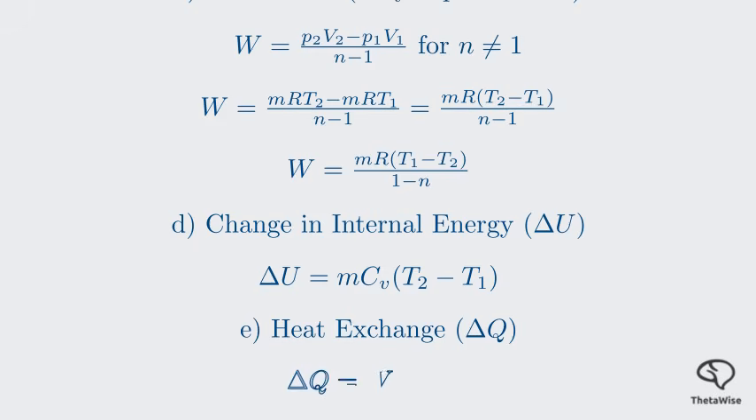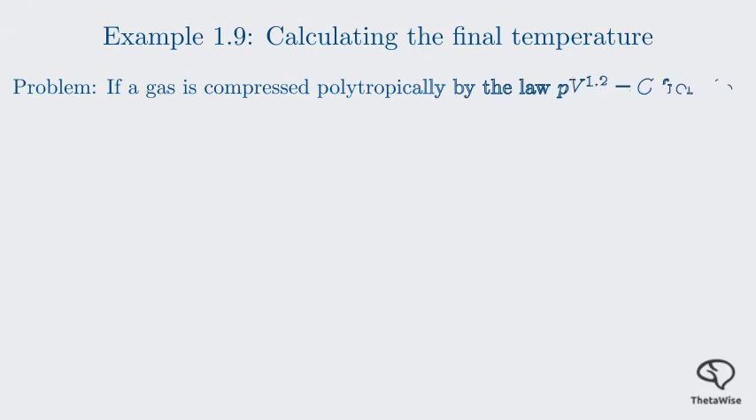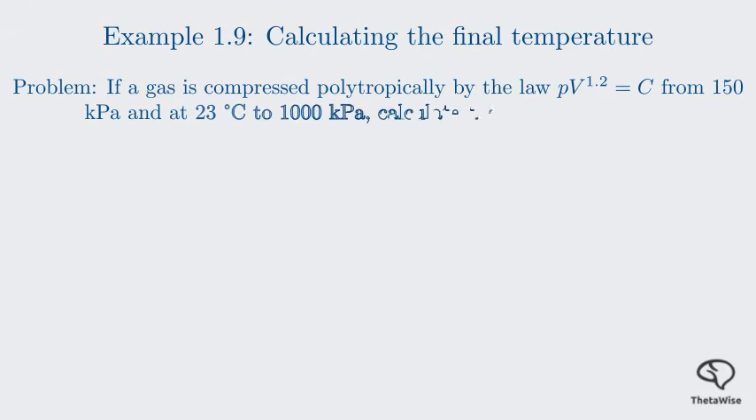Since both work and the change in internal energy have non-zero values, the calculation of Q involves adding these two terms together. Let's apply the polytropic process equations to an example problem. The problem asks for the final temperature of a gas that is compressed polytropically with an index n of 1.2. The initial conditions are 150 kilopascals and 23 degrees Celsius. The final pressure is 1,000 kilopascals.